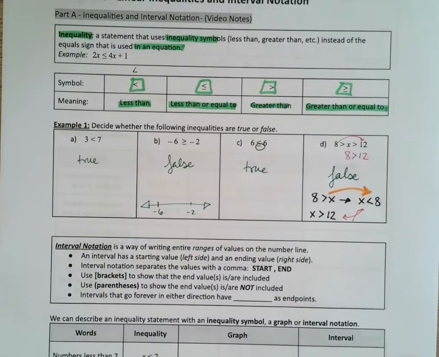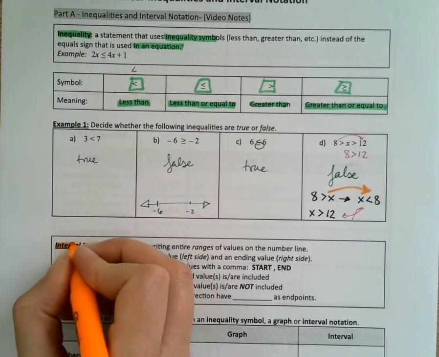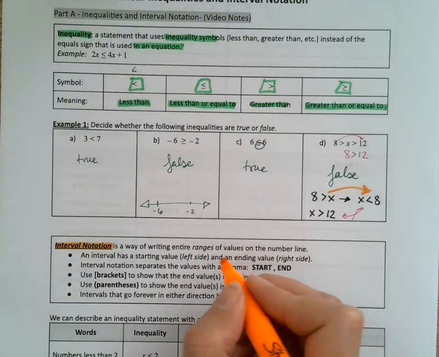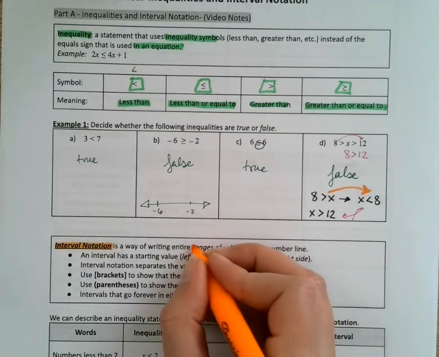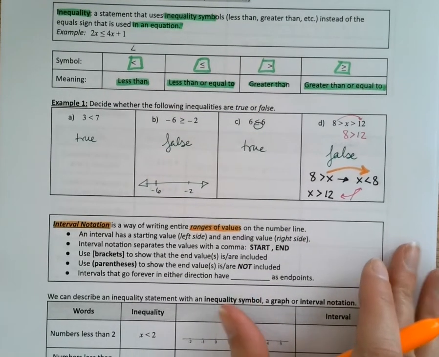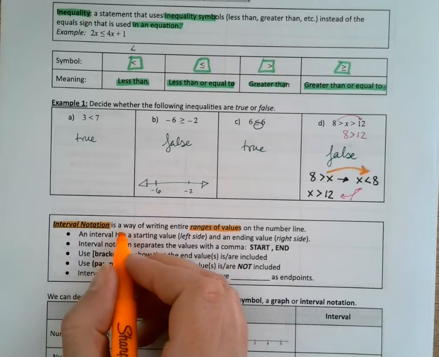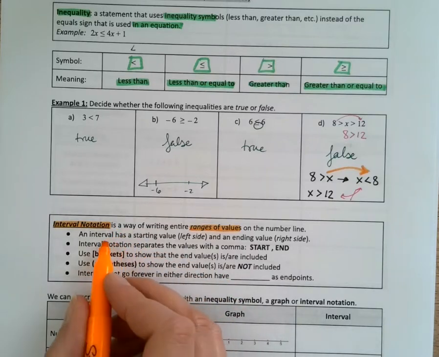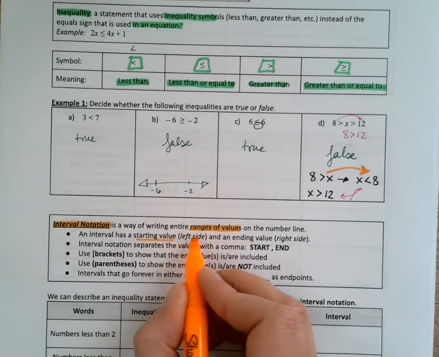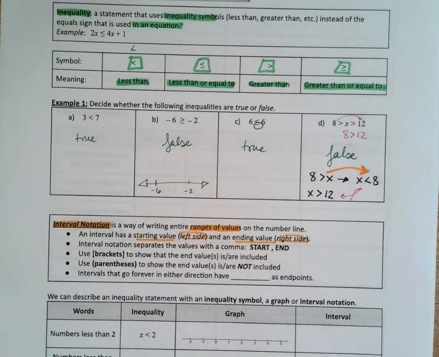All right. Now, we're going to mention here interval notation. So interval notation is a way of writing a range of values that could be represented in a number line. So the number line is going to be the graph, but we're going to write this range of values in an interval. The interval notation has a starting value, which is on the left side, and an ending value, which is on the right side.